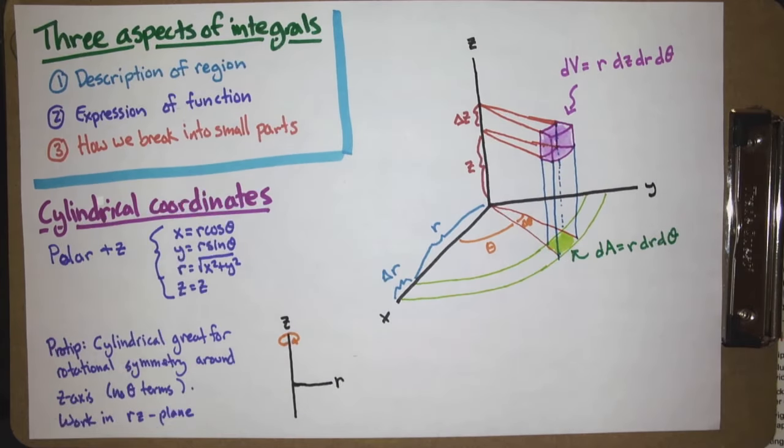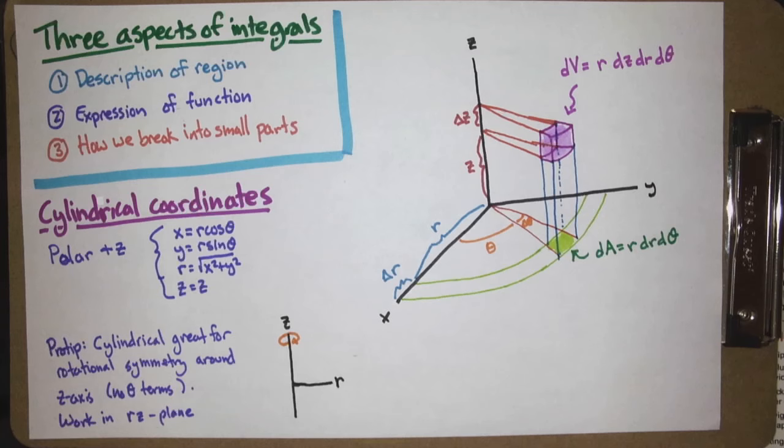Let's recall, there are three aspects of integrals. This is something I've said before, and I'm going to say it again. Once you understand that, you can set up any integral to work out. You have to describe the region. Different coordinate systems are just different ways to describe things: different ways to describe location, different ways to describe surfaces. So, okay, describe your region.